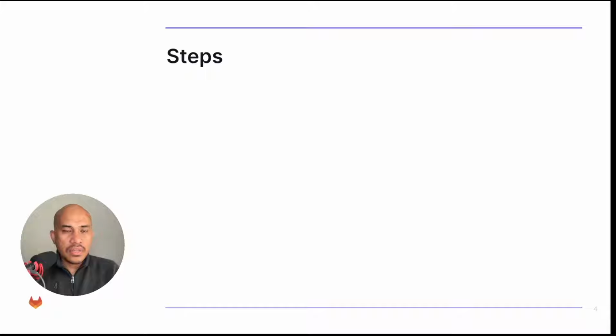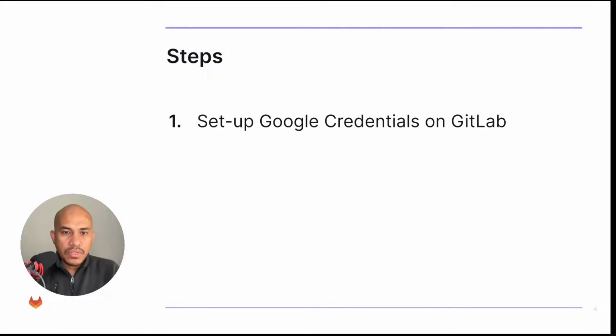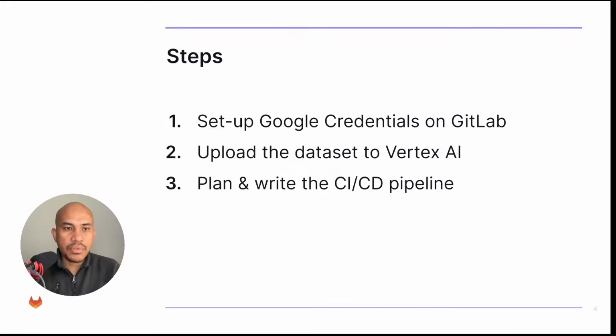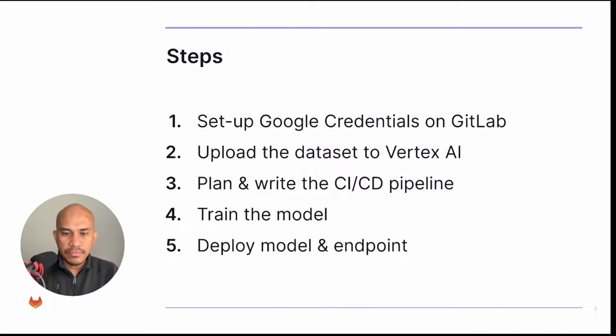The steps. Here are the high-level steps for this demo. First would be to set up the Google credentials on GitLab. Second would be to upload a data set on Vertex AI, and this will be hosted on Google Cloud Storage. Third is to plan and write the CI/CD pipeline that will be hosted on GitLab. Fourth would be to train the model. This will be a custom training via Python script that will be executed and then deployed onto Google Cloud's Vertex AI. And finally, we will test this endpoint once it's deployed onto Google Cloud.